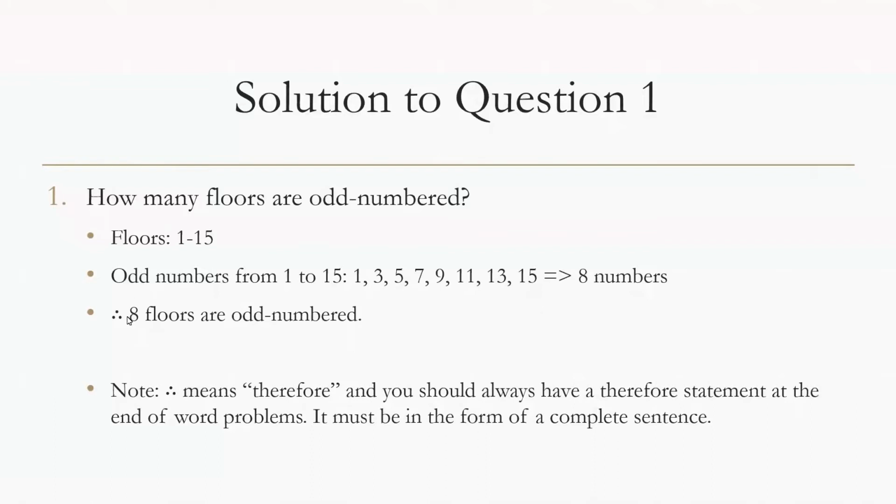But then also, note that I have this symbol over here. In case you guys haven't seen that before, that means therefore, okay? So you should always have a therefore statement at the end of word problems, and it must be in the form of a complete sentence, right? So make sure even for a really simple question like this, you wanna show your work, and then you wanna write your therefore statement. Okay, so 8 floors are odd numbered. Very good. Now let's look at question 2.